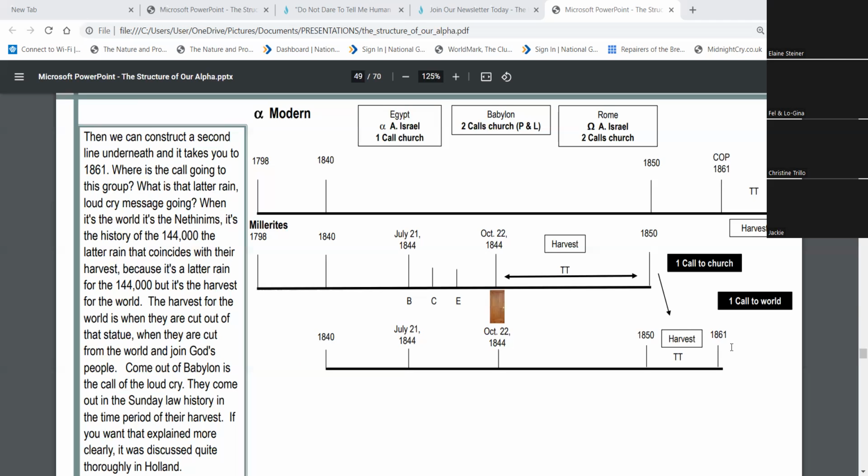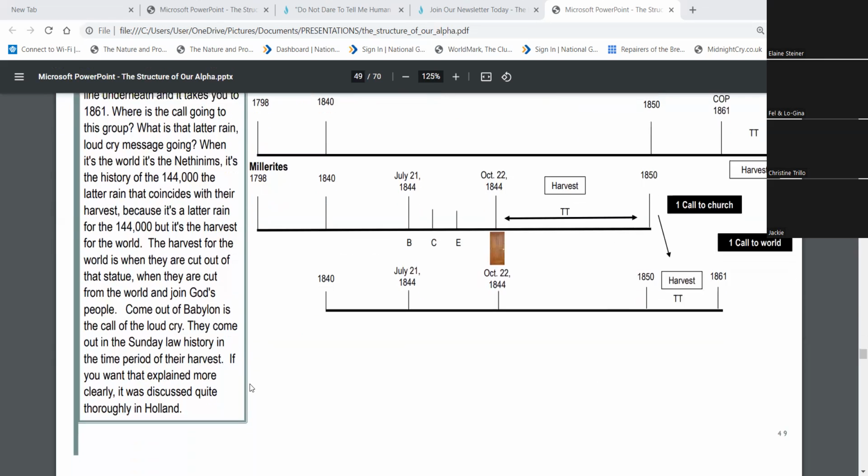The harvest for the world is when they are cut out of that statue, when they are cut from the world and join God's people. Come out of Babylon is the call of the loud cry. They come out in the Sunday Law history, in the time period of their harvest. If you want that explained more clearly, it was discussed quite thoroughly in Holland.